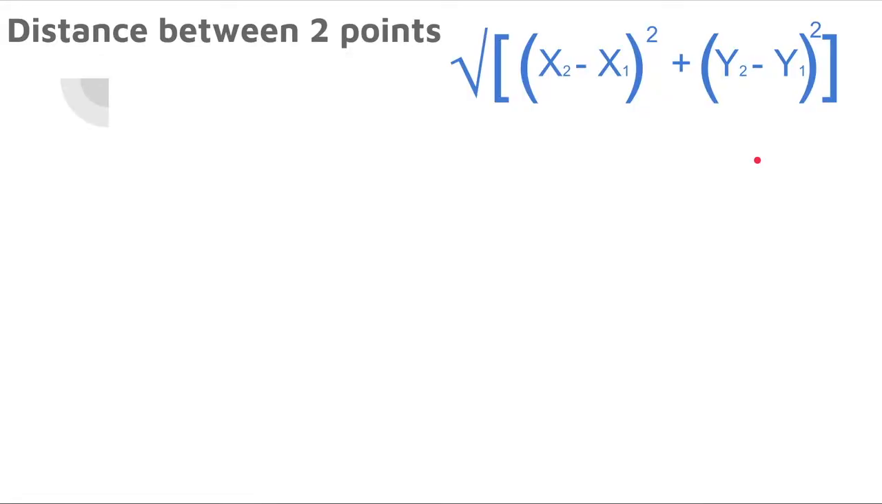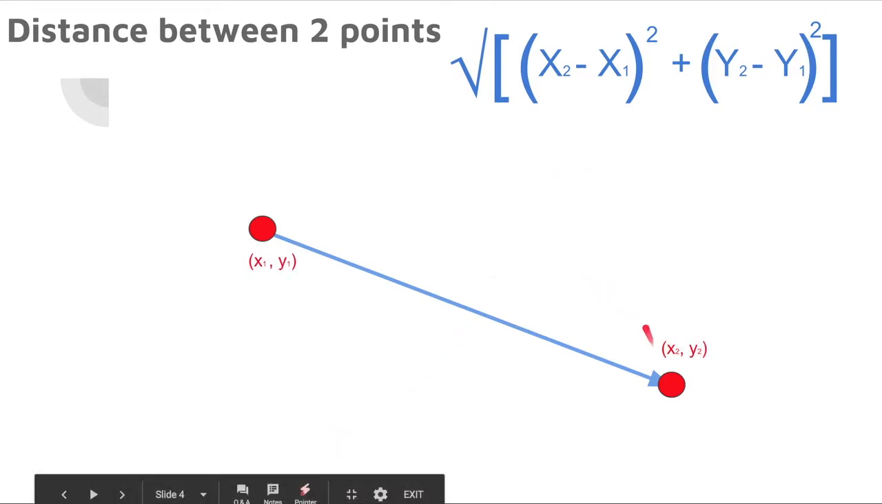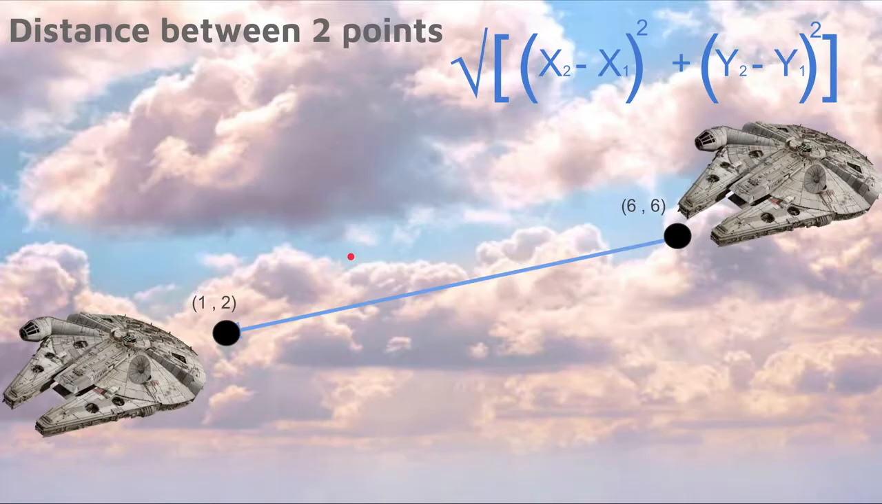So, the distance between 2 points. This looks really complicated. Not really, it's just Pythagoras. Here's your line, the two endpoints and their coordinates. So the square root of x2 minus x1 all squared plus y2 minus y1 all squared. Again, it's basically Pythagoras. Find the distance between these 2 points. Go.